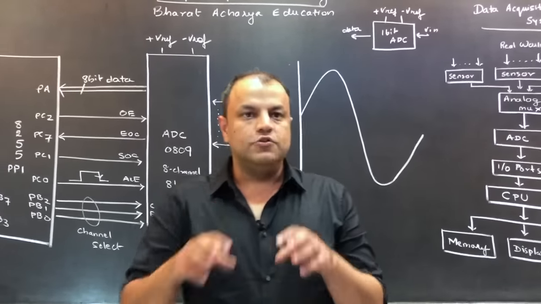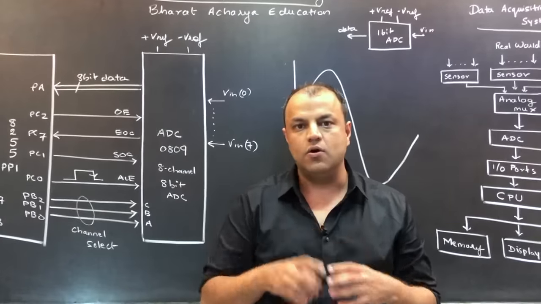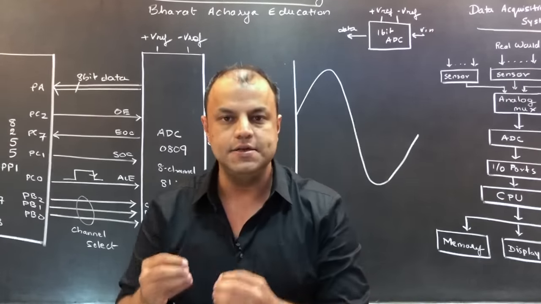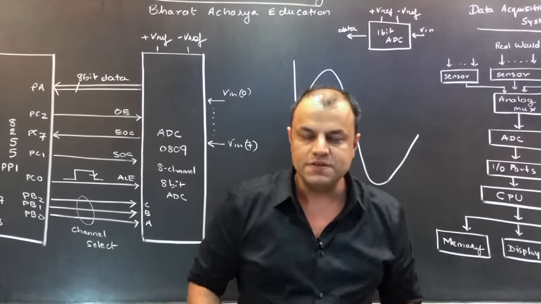So on and so forth. So basically the idea of analog is it is a voltage and digital is data. Are you clear? I've just given you the idea.